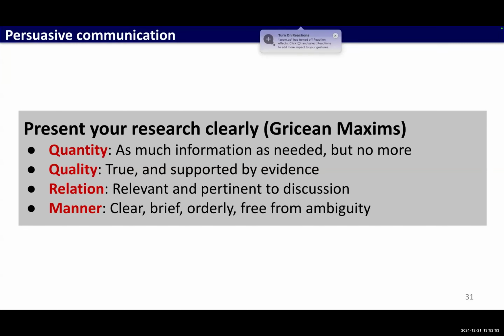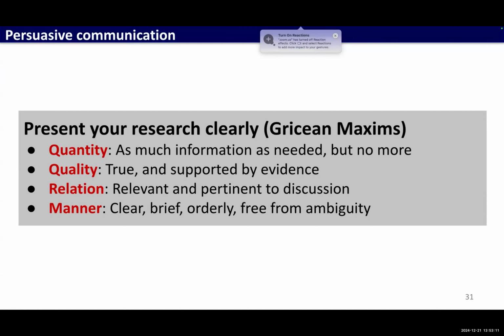Okay, so the last one of the so-called Gricean maxims is manner, and I think it's probably the most important one, because this says how are you going to do effective persuasive communication. Your communication should be clear, it should be brief, so don't say more than necessary.